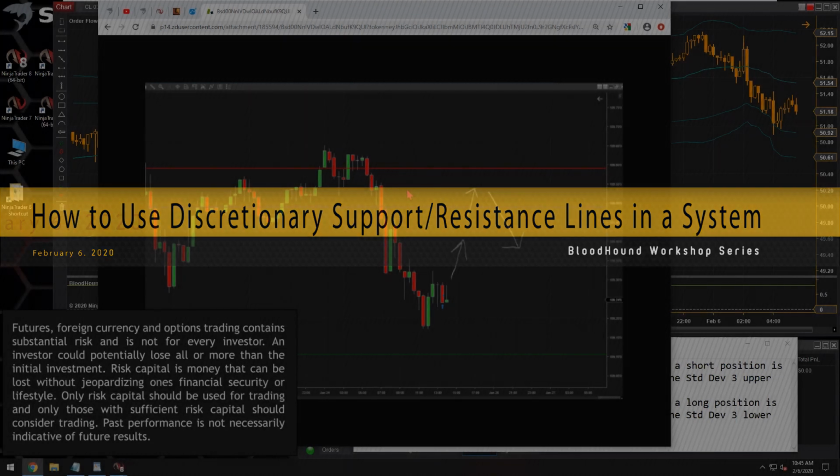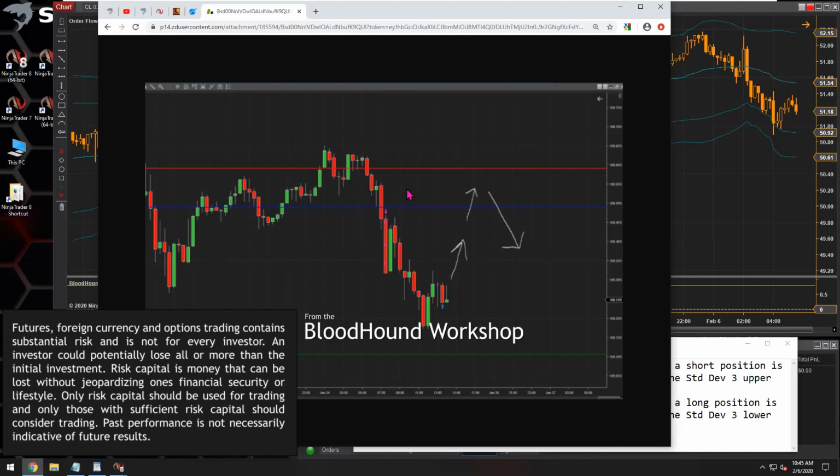Yeah, this question is about working with discretionary support and resistance lines. We can see there's a red, blue, and green line drawn here. These are subjective price locations. In other words, they're not coming from an indicator. These lines are subjectively drawn.